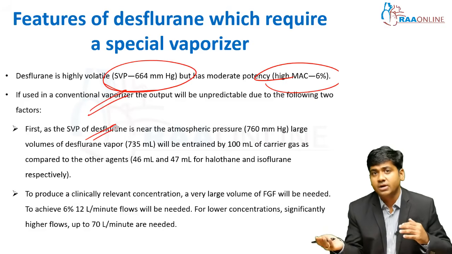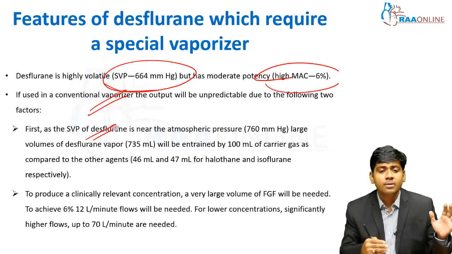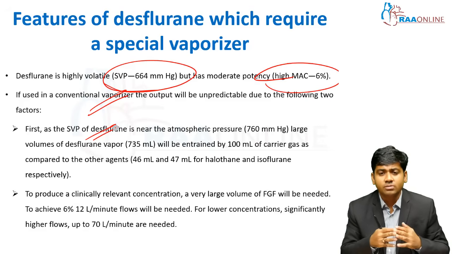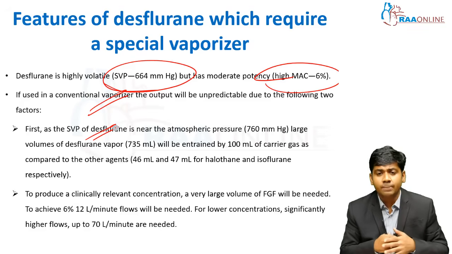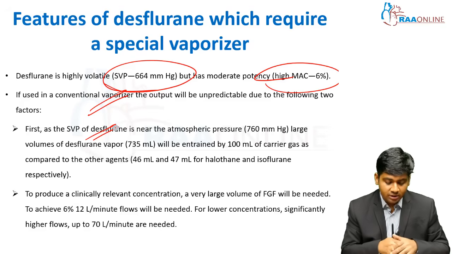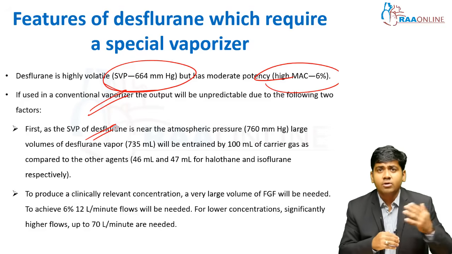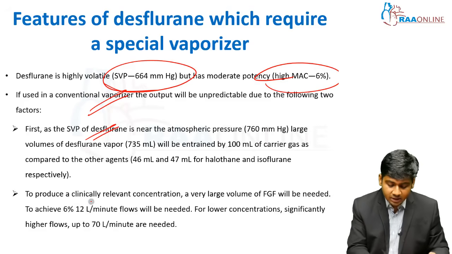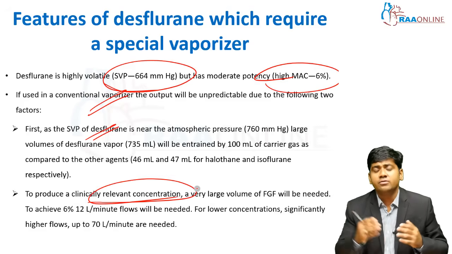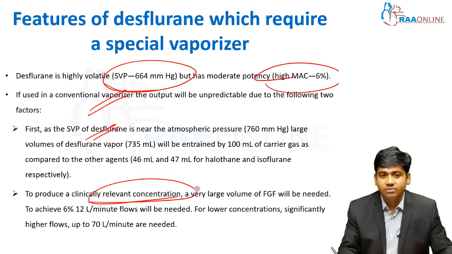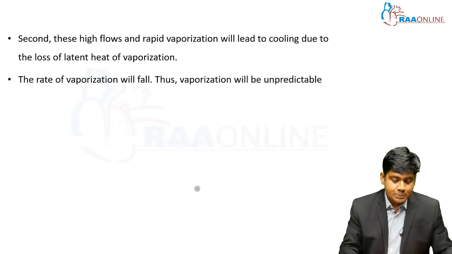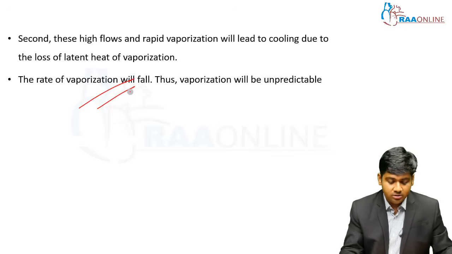Why does Desflurane require a separate vaporizer? We have already discussed it in the vaporizer chapter. Just to revise, because the saturated vapor pressure of Desflurane is nearly equal to the atmospheric pressure, it will have a higher amount of saturated vapor. To produce a clinically relevant concentration, we would require a very high fresh gas flow. So therefore, we require a separate vaporizer for that. So the rate of evaporation will fall.